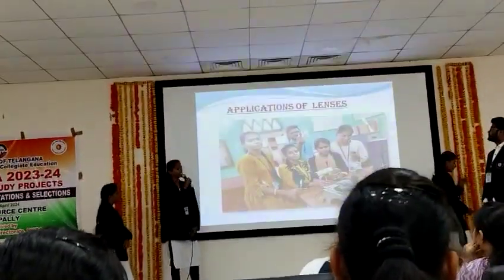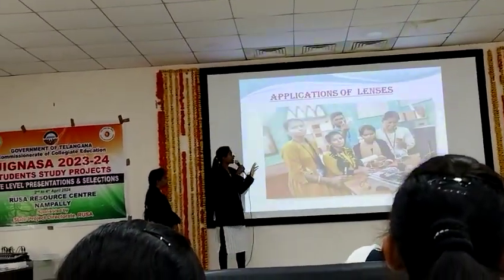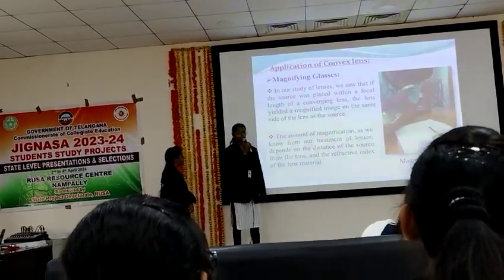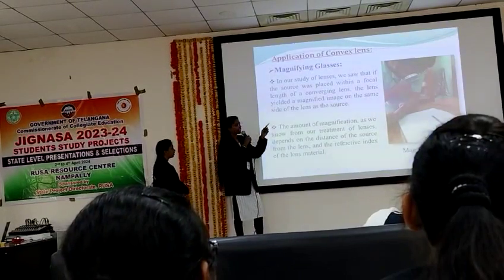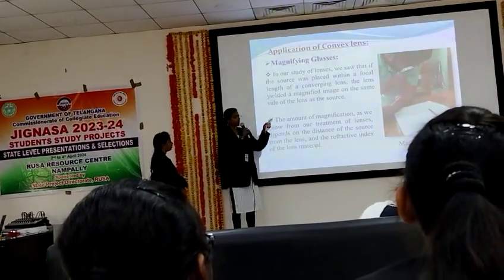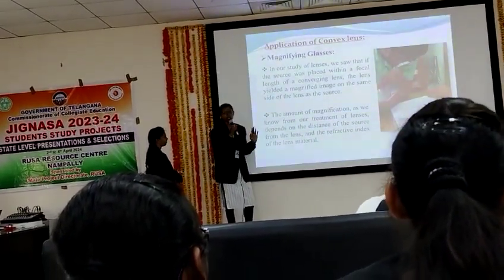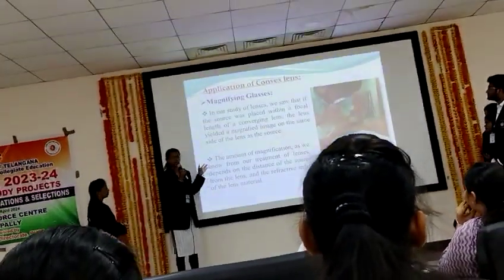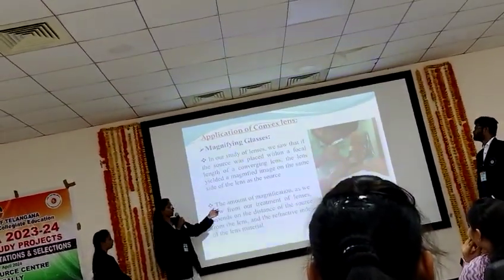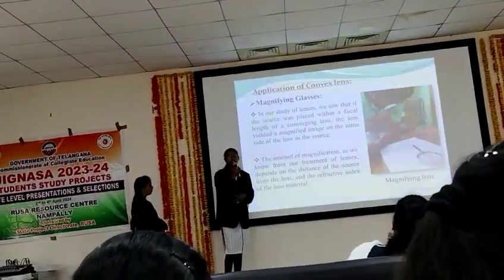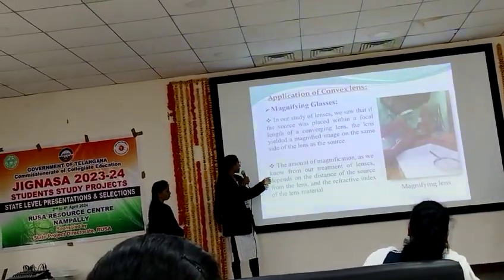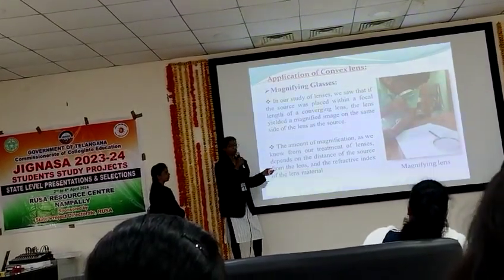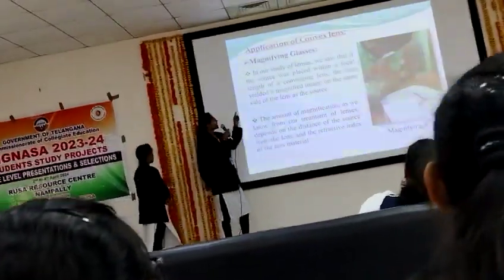Applications of lenses. In the applications of the convex lens: magnifying glasses. In our study of lenses, we say that if the source is placed within the focal length of a converging lens, the lens produces a magnified image on the same side of the lens as the source. It's the detective's best friend, the magnifying glass. The amount of magnification depends on the distance of the lens from the source and the refractive index of the lens material. And next, the camera.